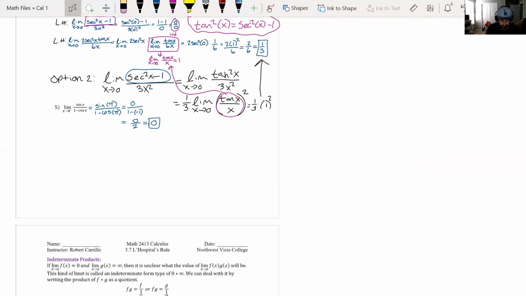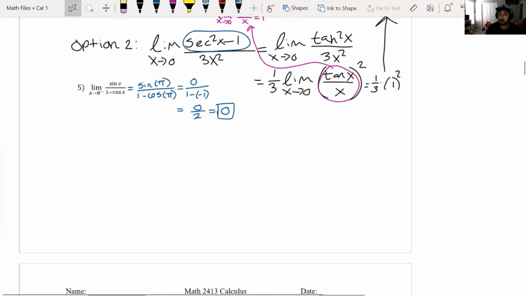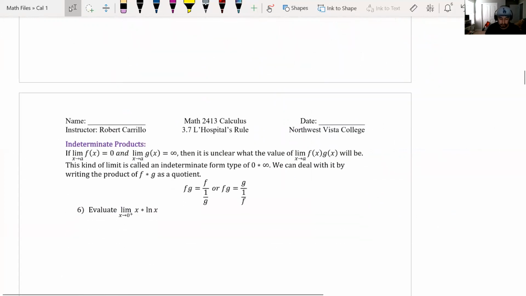Perfect. Should learn how to use my space a little better, huh? Well, at least it fits in there. Okay. All right.